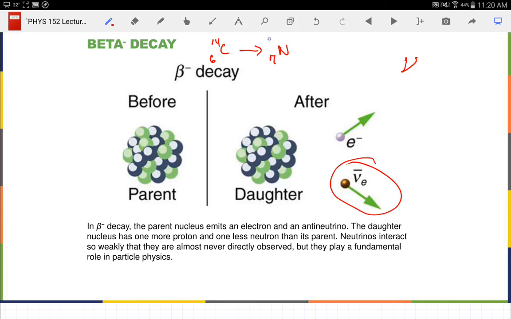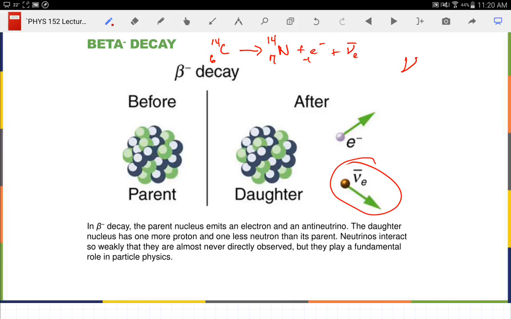7 protons. Nitrogen 14. An electron is not a proton, right? But we put a -1 here for record keeping. That's the way we write the equation, so that we have 6 is equal to 7 plus a minus 1.